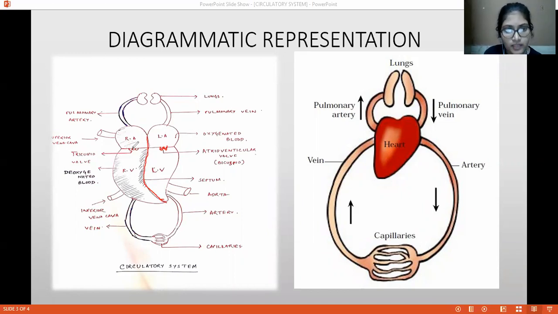And there is another valve present between the right atrium and the right ventricle, that is the tricuspid valve. This valve is also responsible for preventing the backflow of blood from the right auricle to the right ventricle.